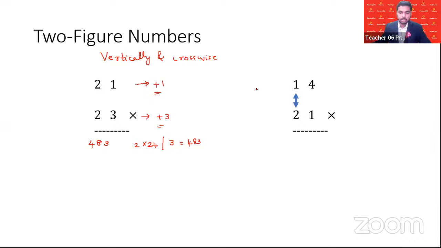So the vertical step says that you have to do 1 times 2. The answer is 2. Then we have to do crosswise. 1 times 1 plus 4 times 2. What is that? 9. And then the last step is what? Vertically. That is 4 times 1, which is 4. So the answer should be 294.